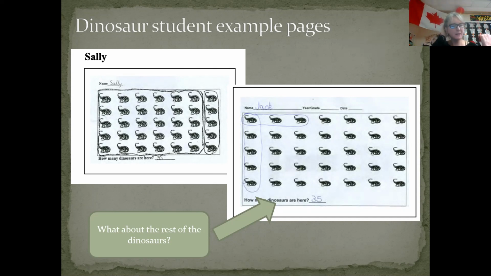So I find the big thing for me is that they're not understanding the rest of the dinosaurs. If you're saying there's 35 and you've only circled 8, what about the rest of the dinosaurs? So there's a gap there too that we really want to address. That's going to affect them later when they're doing place value and higher levels. Yeah, and that gets back to that idea that numbers represent a quantity. Exactly. And if they're not acknowledging the other dinosaurs, then they probably don't have that very early understanding in place.